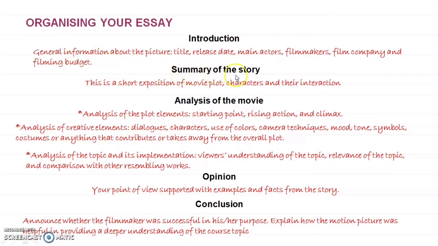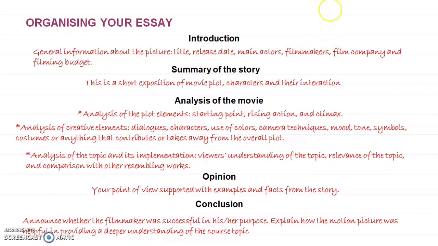Next, summary of the story. This is where you write the movie plot. Okay, the characters and their interaction. Okay, if you don't know what is interaction ni, usually when you read review in Wikipedia or any kind of movie review that you can find in Google, okay, usually they are going to write the relationship. Yang ini ibu kepada Siti, yang pelakon ni anak kepada Abu. Okay, so that is interaction. Apa hubung kait antara watak sesama watak.